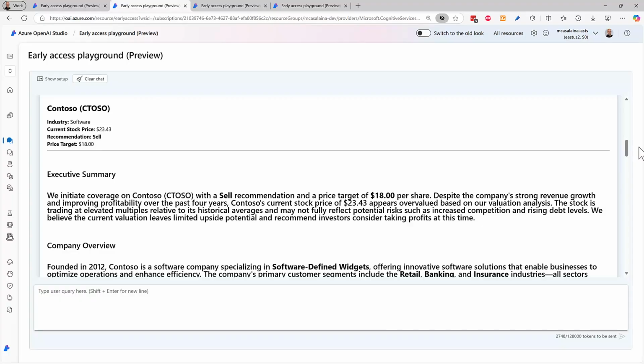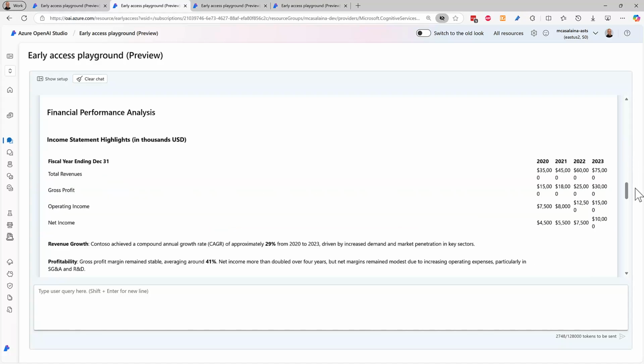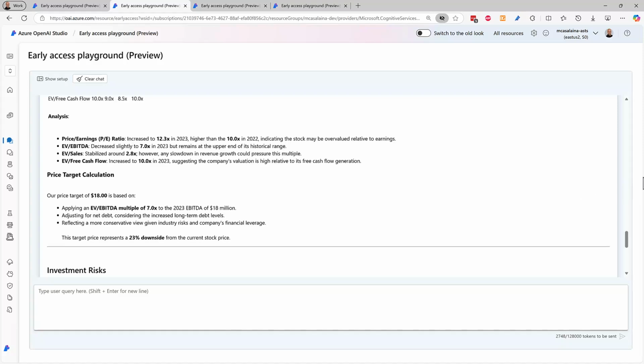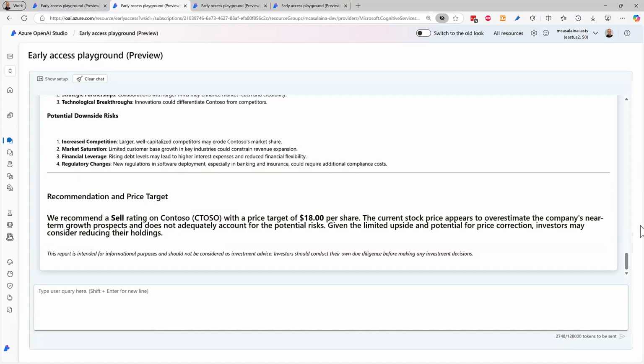The results are indeed remarkable. There's a clear investment thesis here, a sell recommendation. O1 does the math and calculates the compound annual growth rate and margin. It performs an analysis on the P/E ratio and the enterprise value to EBITDA and other such metrics, and it's with this analysis that it justifies its price target. All in all, this is a pretty good-looking sell-side research report.